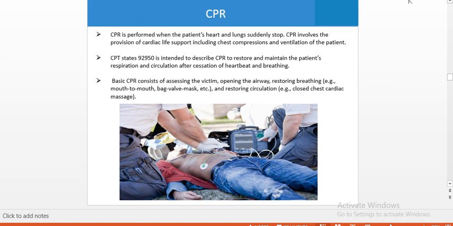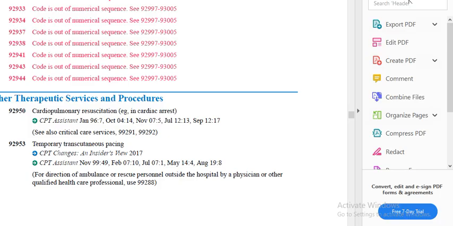So CPR consists of these four processes. First one is assessing the victim, opening the airway, restoring breathing using mouth to mouth or bag valve mask, and restoring circulation using the closed chest cardiac massage. So if we check CPR code 92950 in the CPT book, it shows us cardiopulmonary resuscitation, example in cardiac arrest. During the cardiac arrest only, we need to use cardiopulmonary resuscitation. Otherwise, wherever it is needed, we can do that CPR.